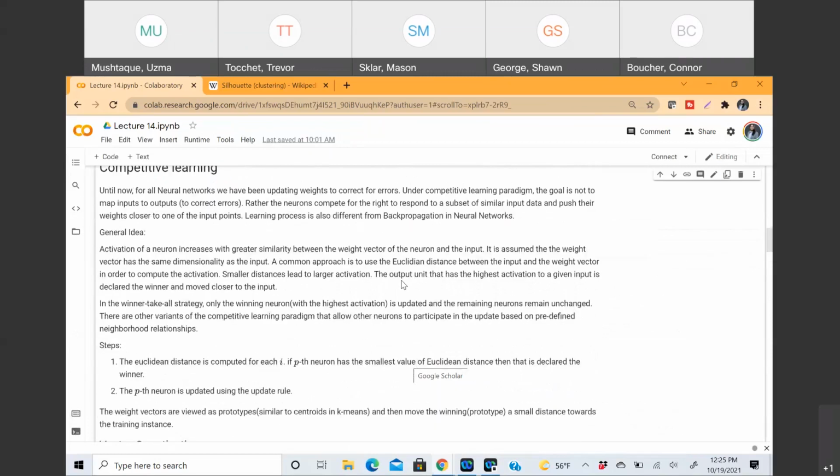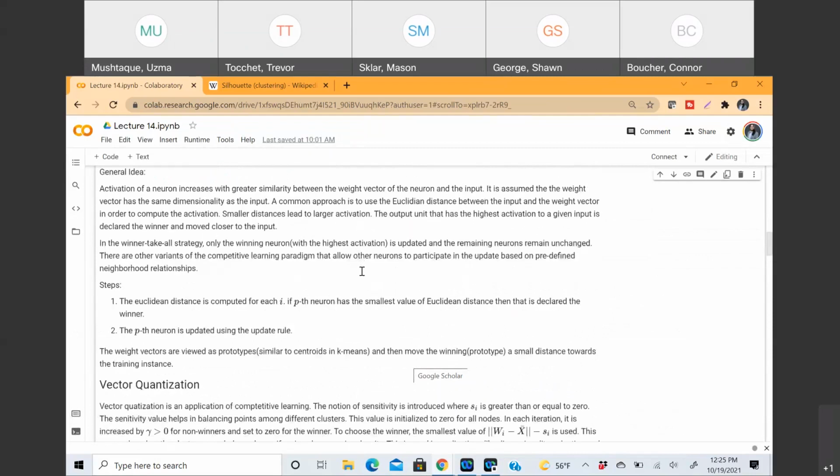And now what we're going to do is combine my competitive learning paradigm and the clustering paradigm. And then I'm going to create a new model that's known as self-organizing maps, or sometimes also known as Kohonen maps after the inventor. So let's look at them.